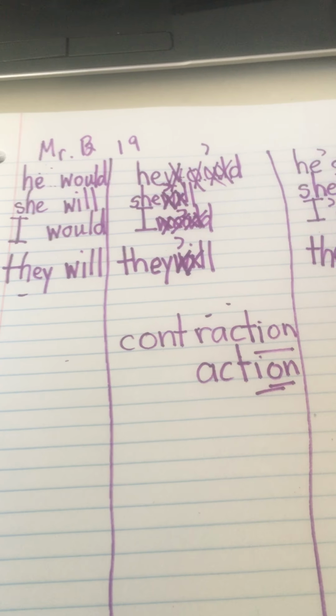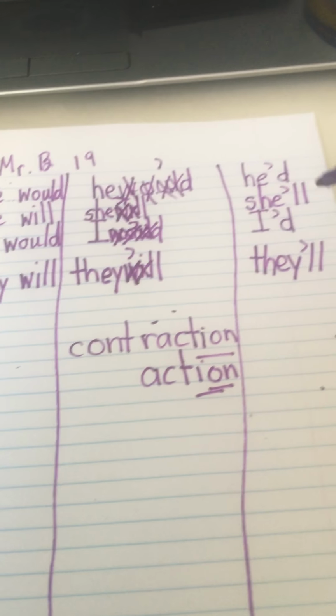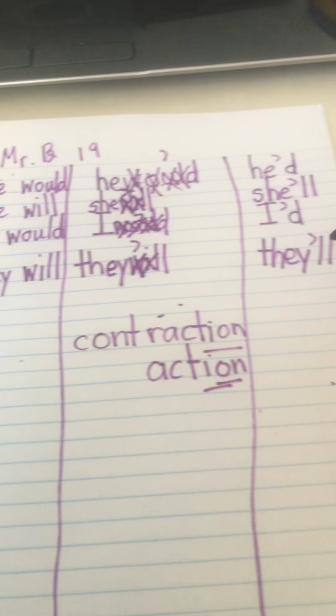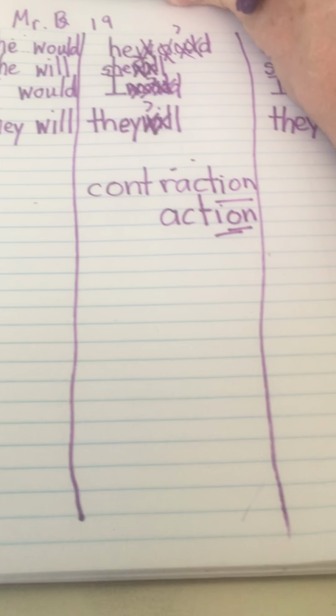He would became he'd, she will became she'll, I would became I'd, they will became they'll. So today we're going to work on contractions where one of the words is not. All right, so in the left-hand column.